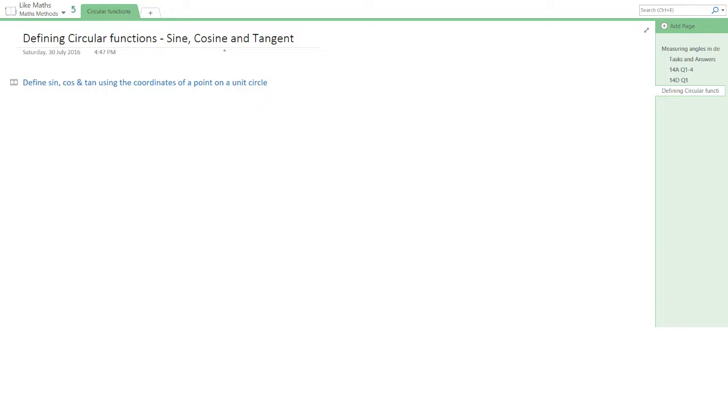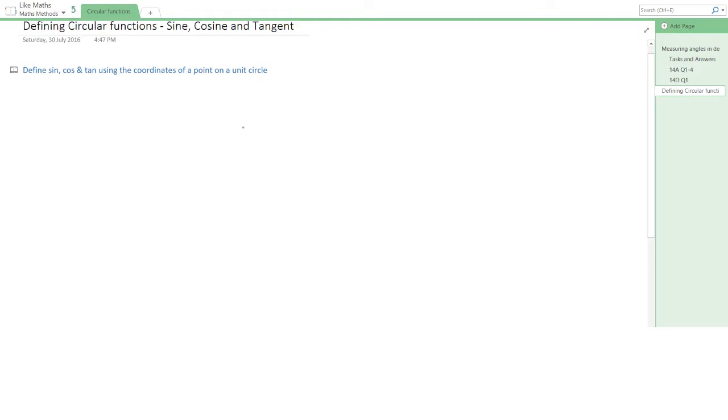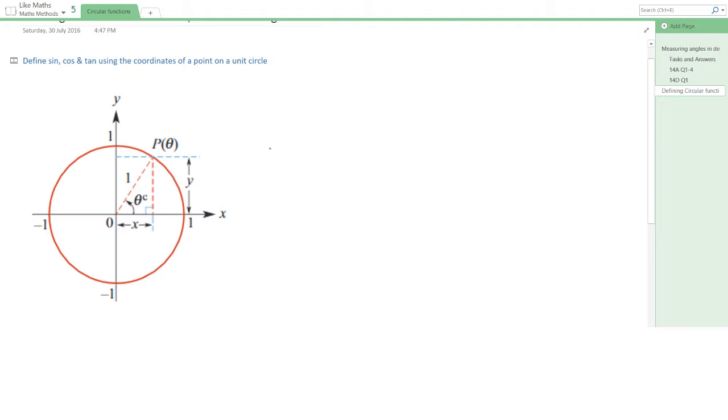Now we're going to look at some tighter definitions of what sine, cosine and tangent are, using the coordinates of a point on a unit circle. A unit circle is a creation by a mathematician, something that doesn't really exist in the real world. It's a unit circle because the radius is unit 1, unitless.